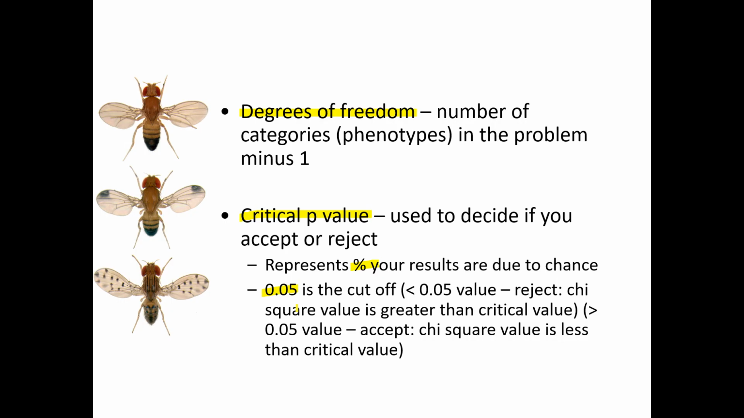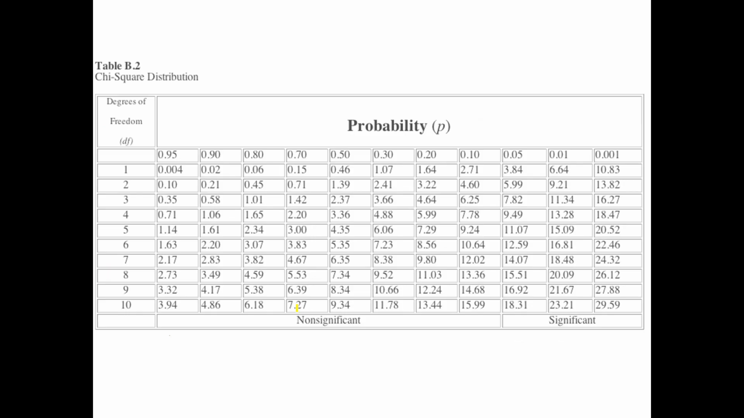Now, I know this may sound kind of weird, especially since you can't really see a table. So let's take a look at an example of a chi-square table. All right, so over here is my degrees of freedom, and up here are my p-values. These represent percentages. So this is telling me that these are the numbers that I would expect 95% of the time. These are the numbers I would expect 90%, 80%, 70%, all the way down. Now, once again, the 0.05 is my critical p-value.